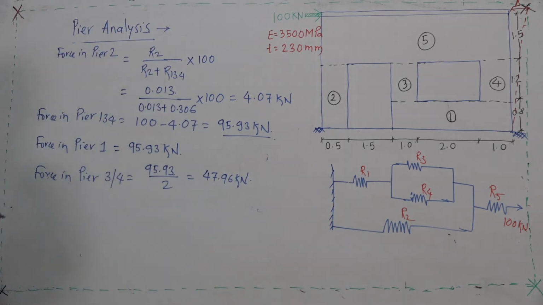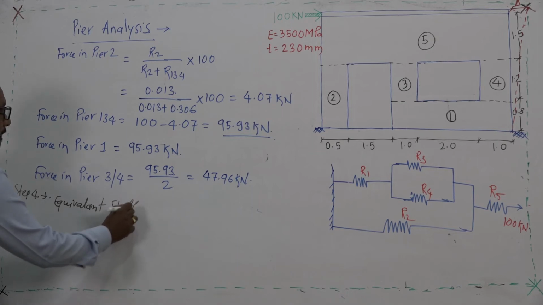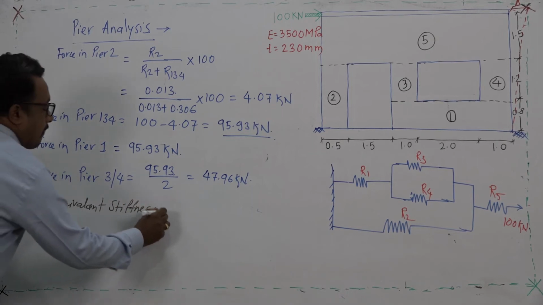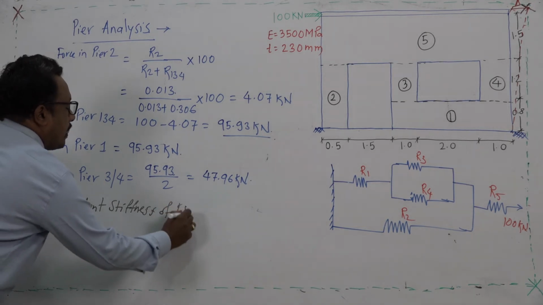Now, the next, step number 4 you can say, is the equivalent stiffness of the system. Stiffness of, I will write, wall.